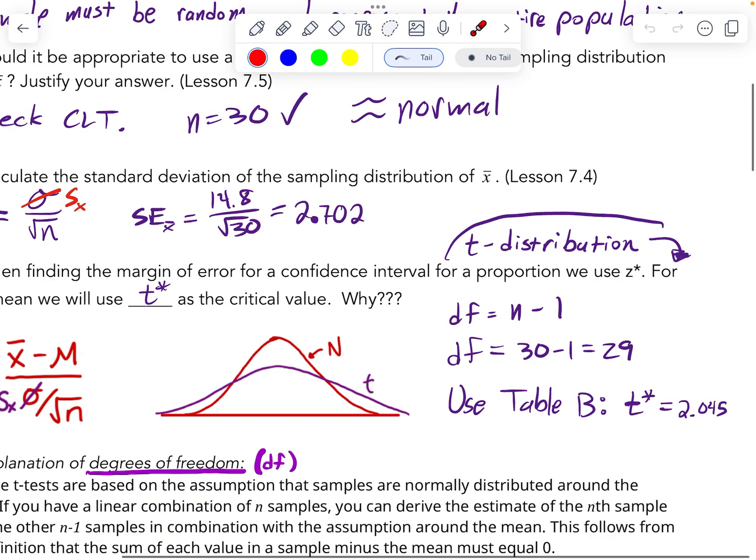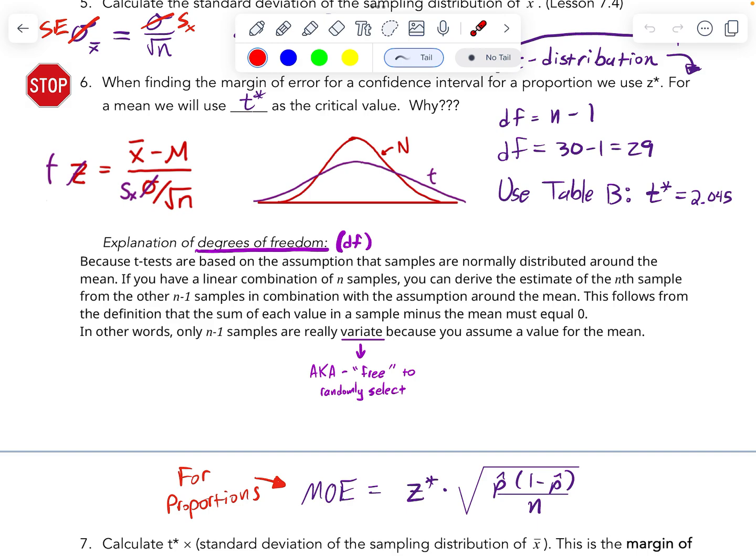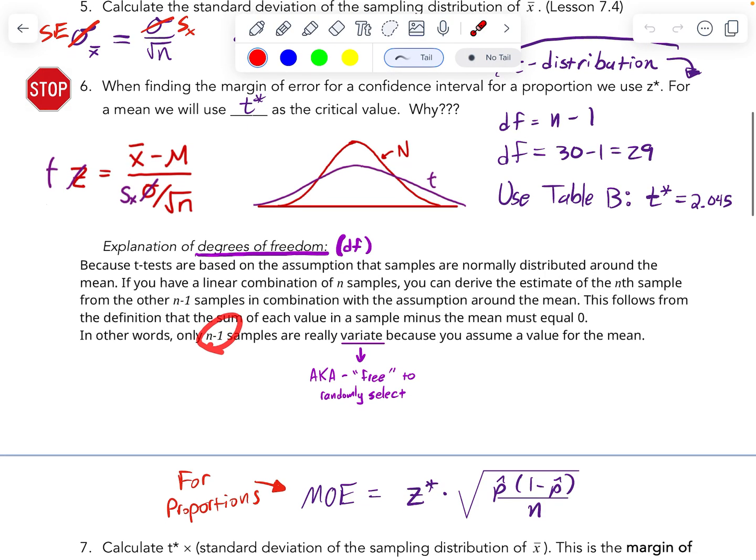All right, so got that. Here's an explanation if you're like, what the heck is degrees of freedom? Why is it n-1? It's kind of not necessary to understand this for the class, but this is for those of you thinkers out there that are like, I want to know.